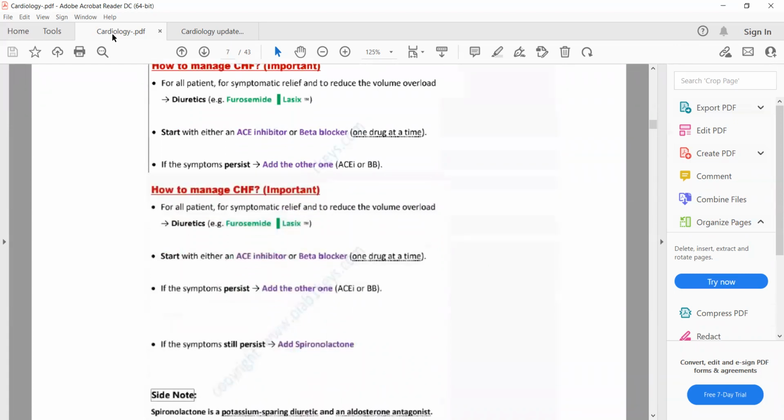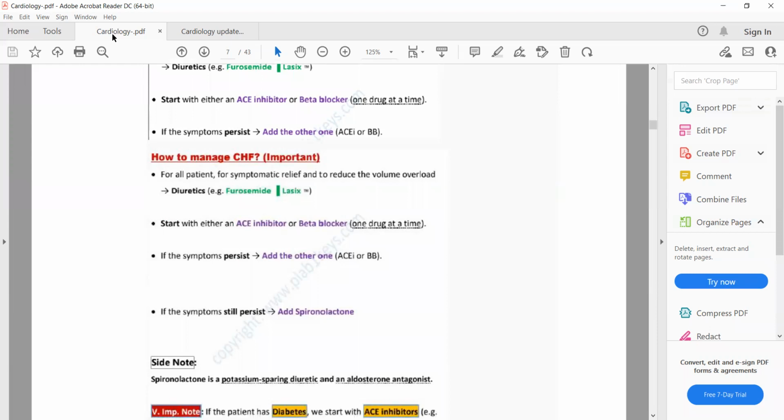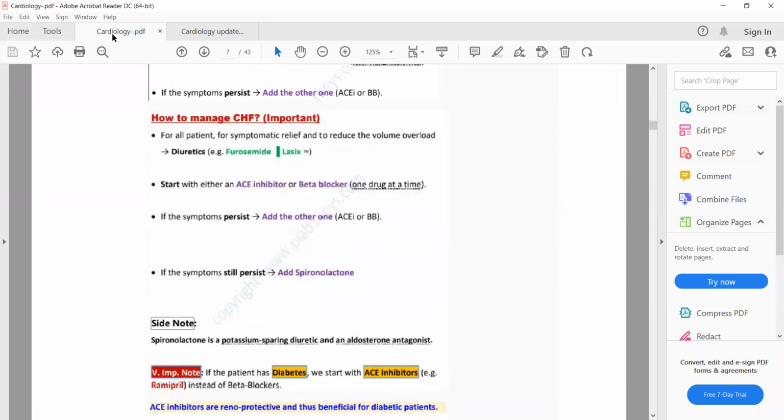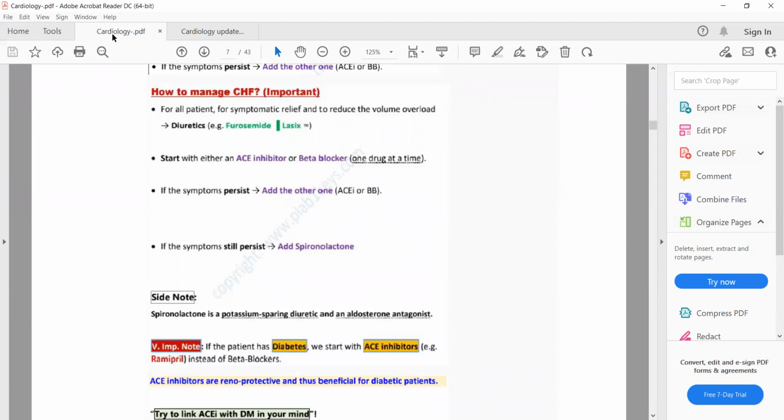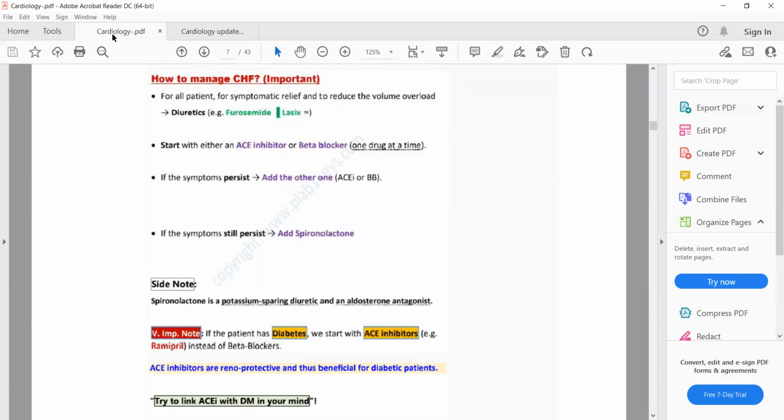Now remember that if a patient with heart failure presents to you and he has diabetes, then the first drug that you will start is an ACE inhibitor and not a beta blocker. In other patients, you can start with a beta blocker or ACE inhibitor, but in diabetes, ACE inhibitor will be the first choice. And if the patient presents with heart failure as well as atrial fibrillation, then digoxin will be used in the management of heart failure in such patients.